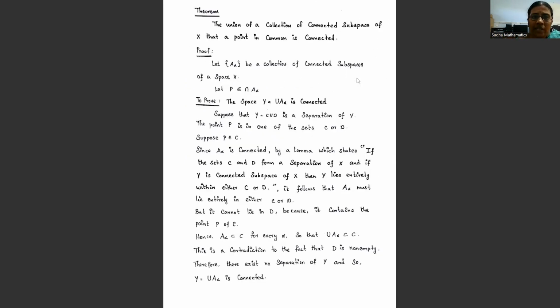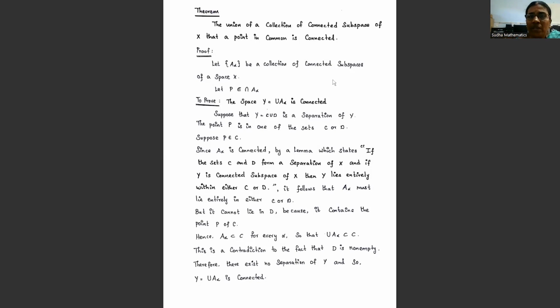Next theorem. The union of a collection of connected subspaces of X having a common point is connected. So from this theorem, what we observe is the union of any collection of connected spaces need not be connected. So union of connected spaces is connected only if there is a point in common. Let us come to the proof.